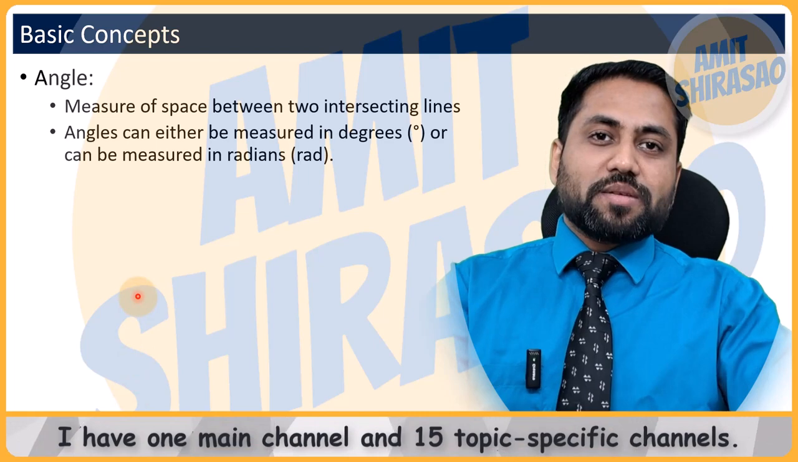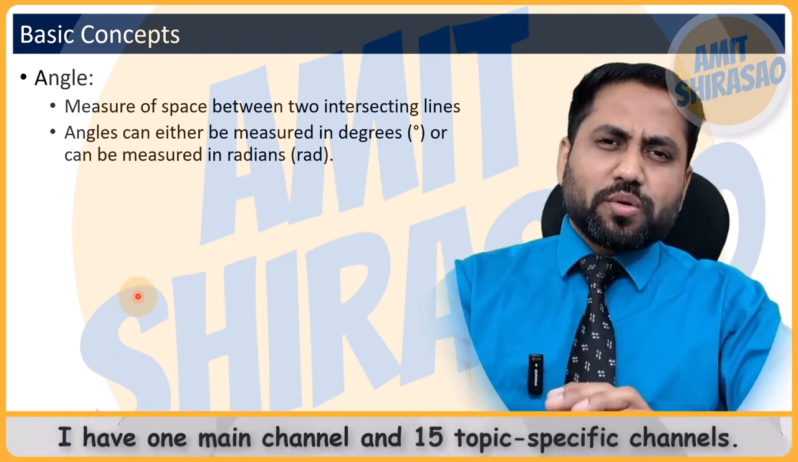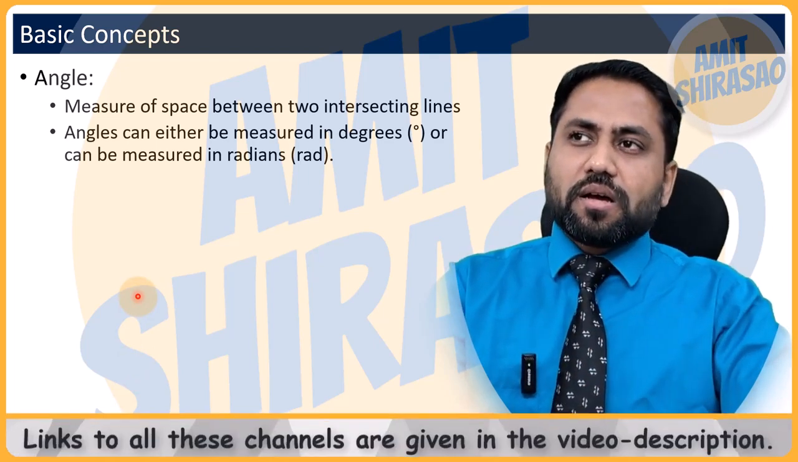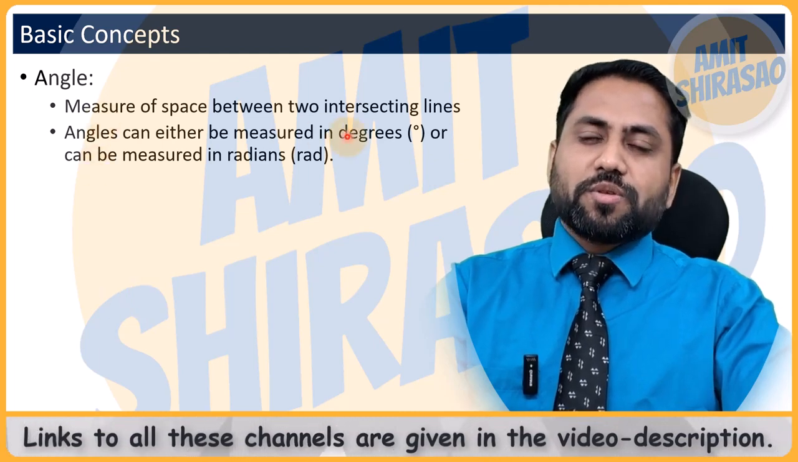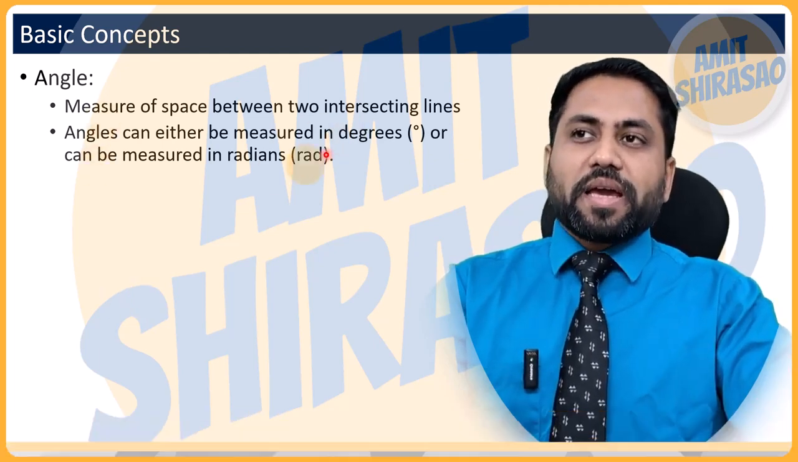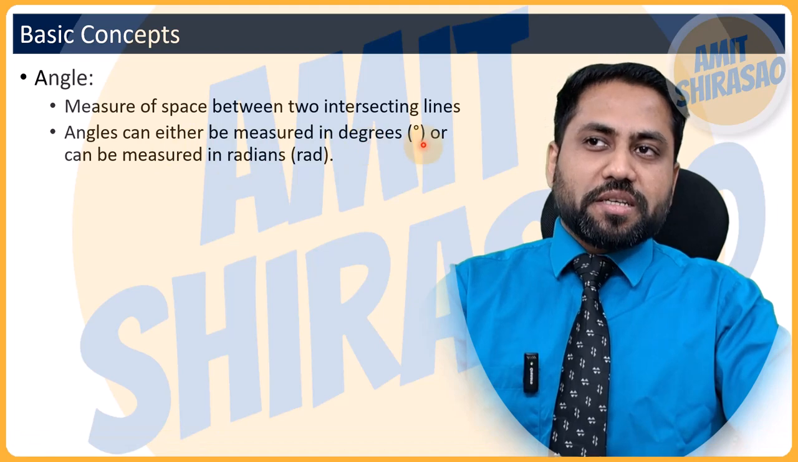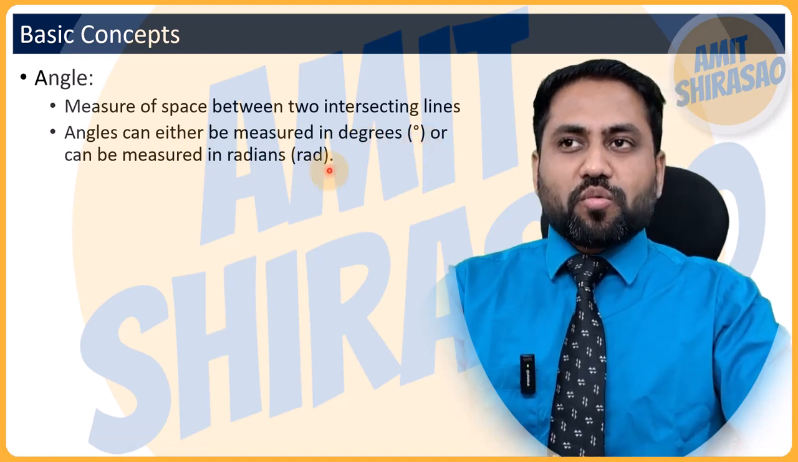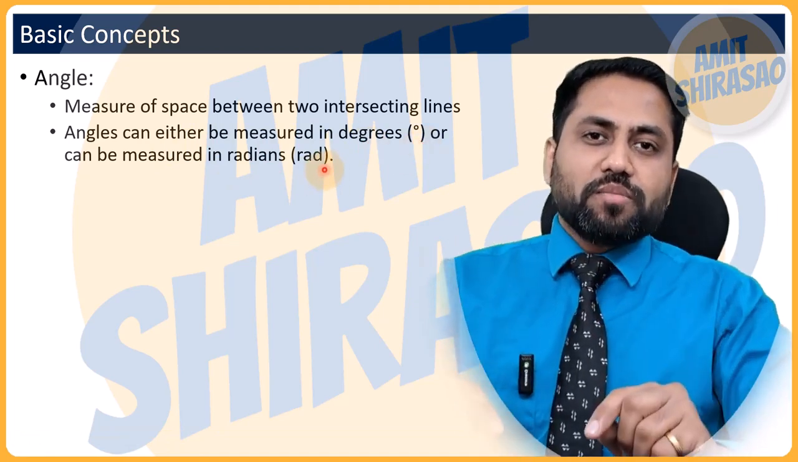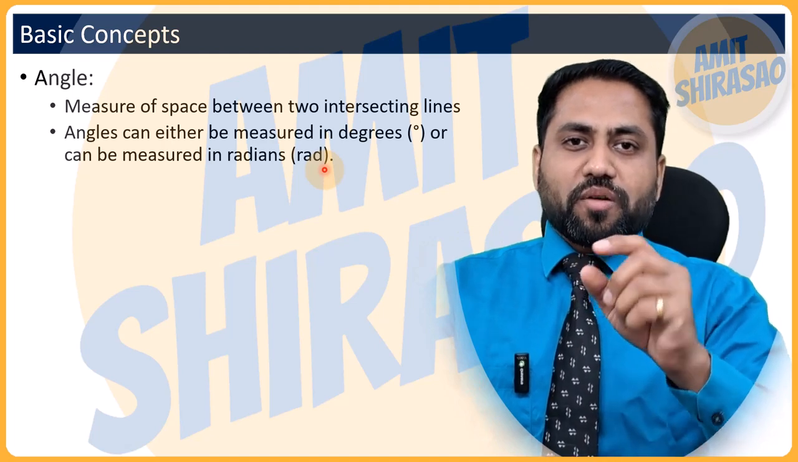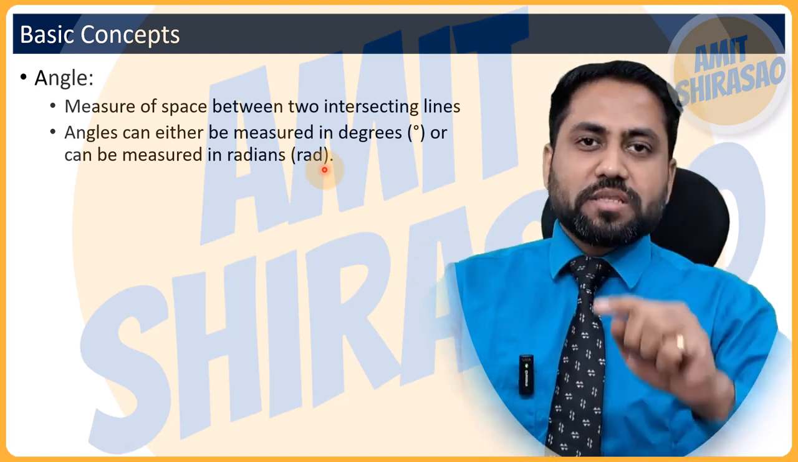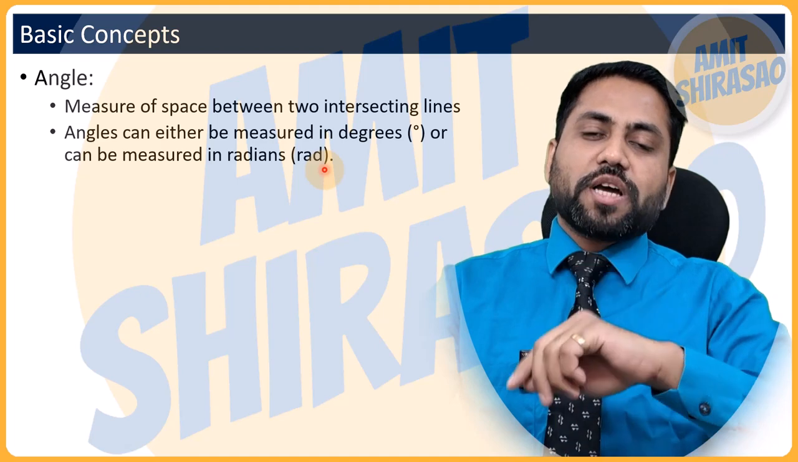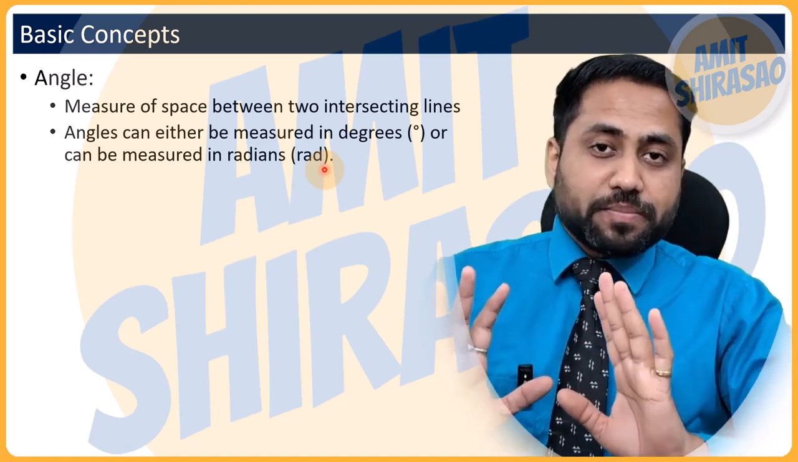So what are the basic concepts? These are the concepts that you need to know before we even start. What is an angle? Angle is a measure of space between two intersecting lines. Angle can be measured either in degrees or in radians. So what is a radian? Pi radian means 180 degrees. So pi by 2 means 90 degrees, and 2 pi means 360 degrees.